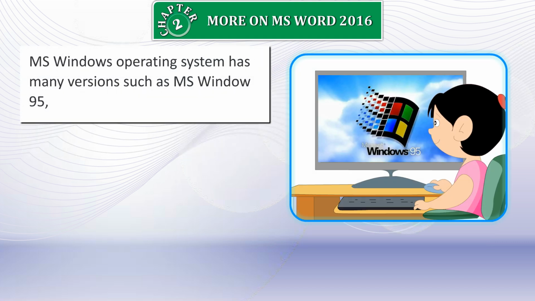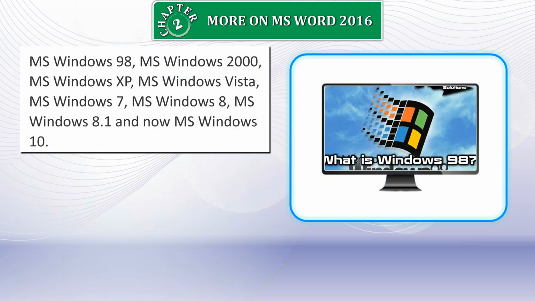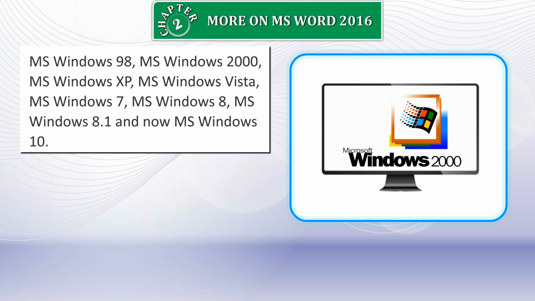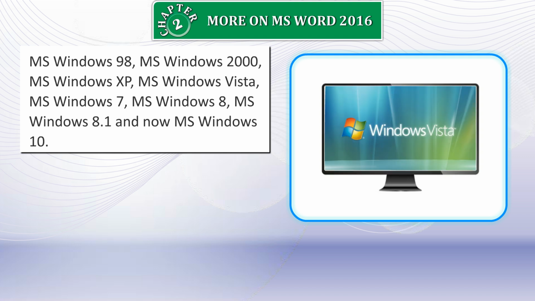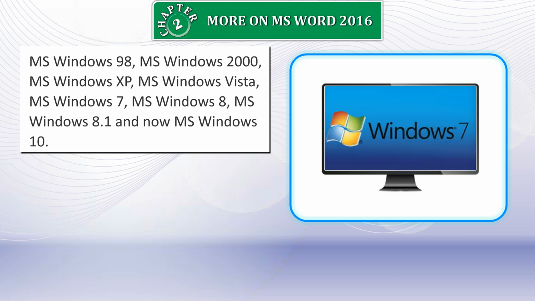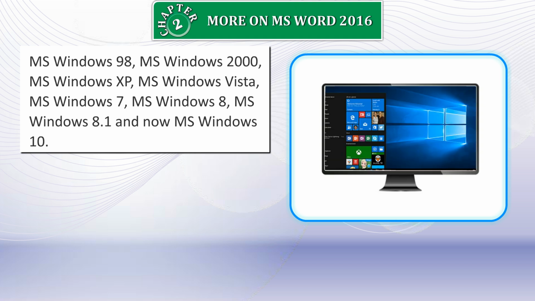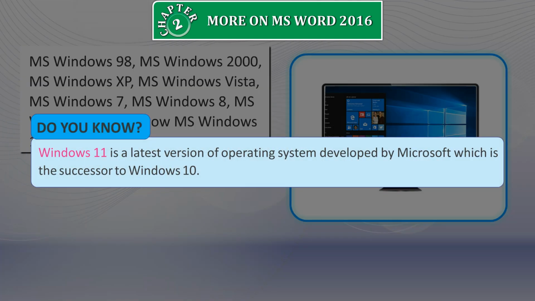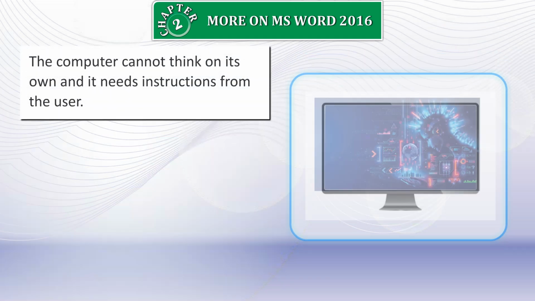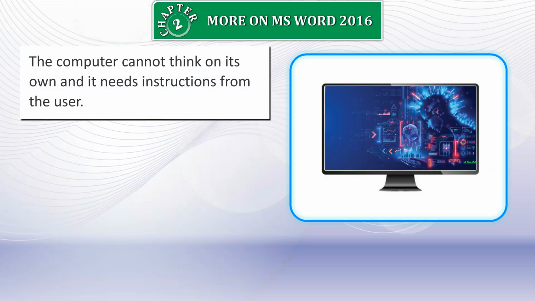MS Windows operating system has many versions such as MS Windows 95, MS Windows 98, MS Windows 2000, MS Windows XP, MS Windows Vista, MS Windows 7, MS Windows 8, MS Windows 8.1, and now MS Windows 10. Do you know? Windows 11 is the latest version of operating system developed by Microsoft, which is the successor to Windows 10.